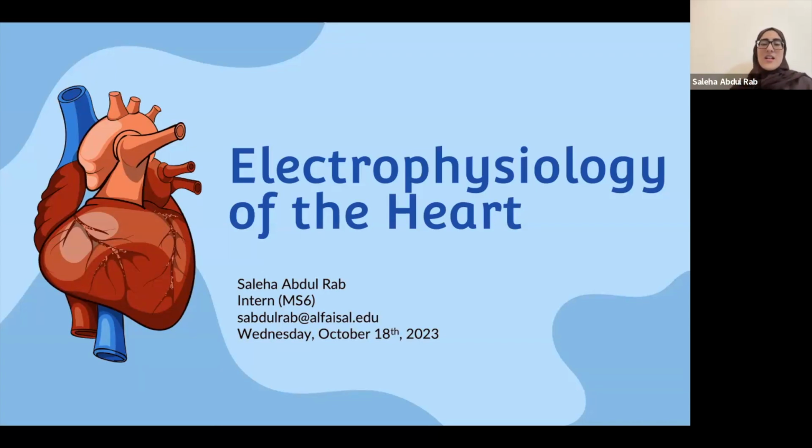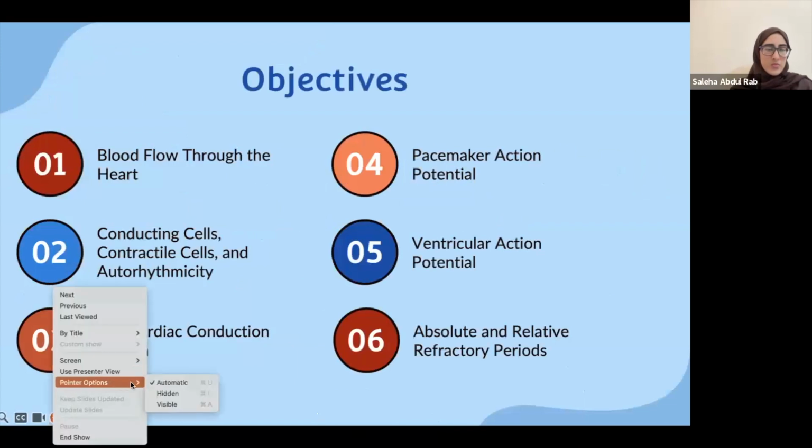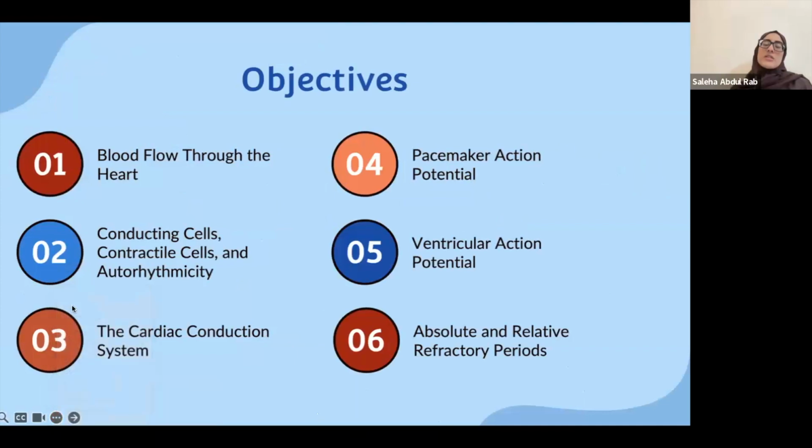Okay, all right. So let me turn on my pointer before I start. How do you turn it on? Okay, there we go. First, we're going to talk about blood flow through the heart. I wanted to start off in a very concise and specific manner. And hold on, just give me 1 second. I think my Wi-Fi is unstable, so I'll connect to a different Wi-Fi. One minute.